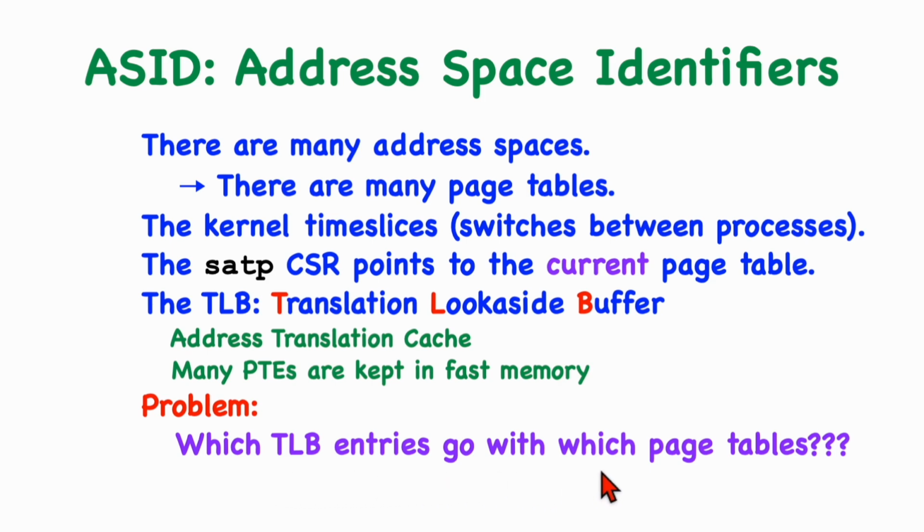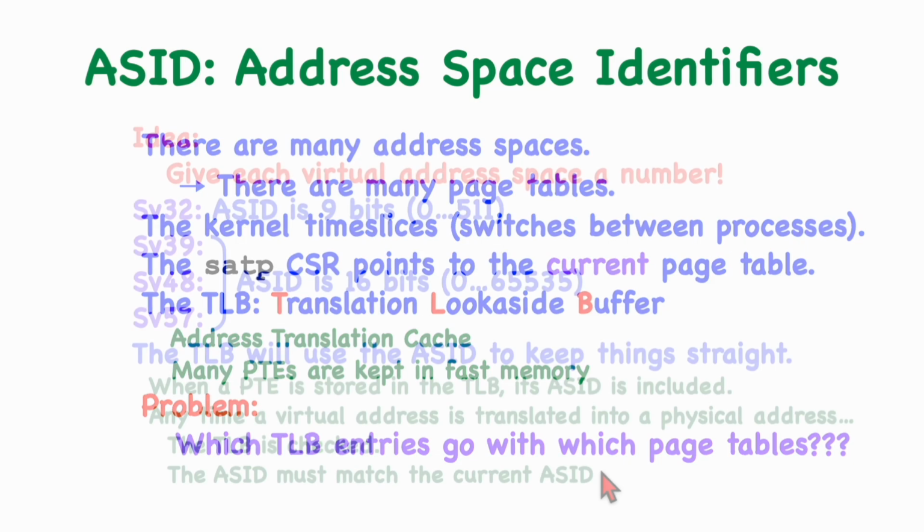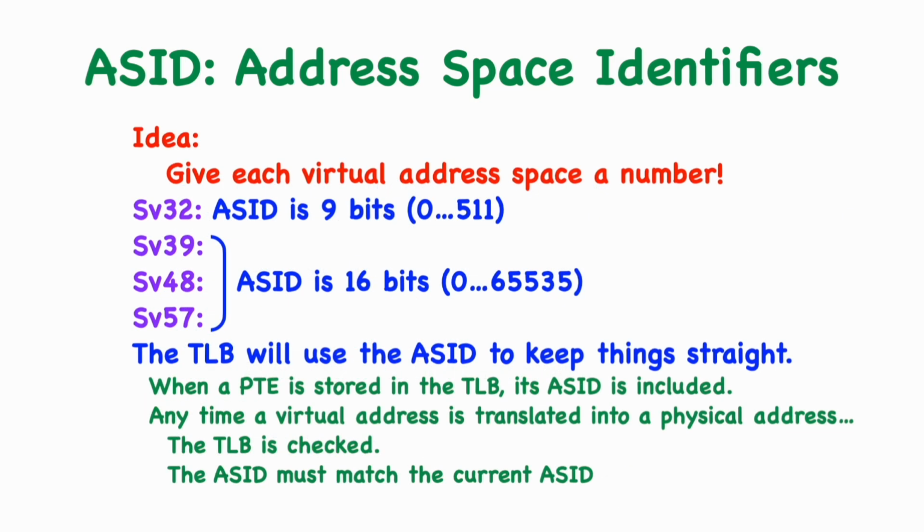Imagine that the kernel is ready to switch from one process to another, so it loads SATP with the address of the new page table for the new process. But the TLB is full of cached page table entries from the old page table from the previous process. So if the core uses these old page table entries to avoid accessing the full page table, it's going to be using incorrect page table entries, and this is going to cause havoc. The solution is really quite beautiful.